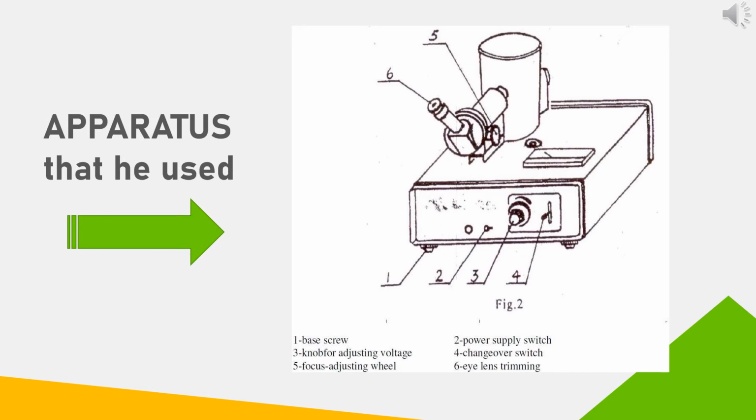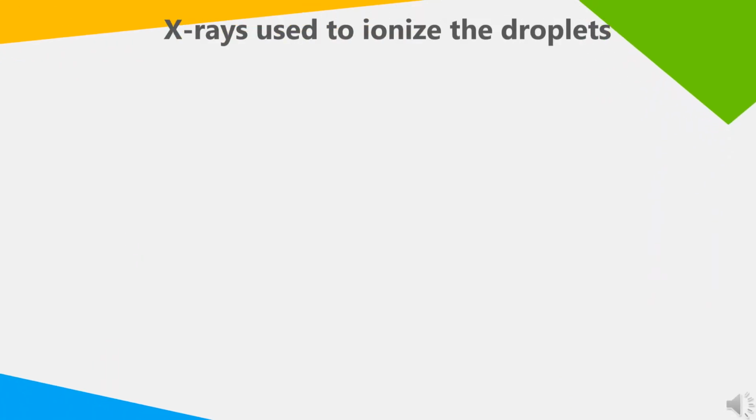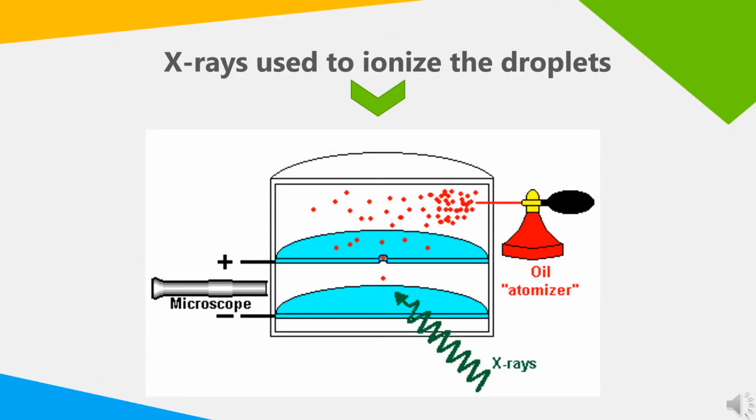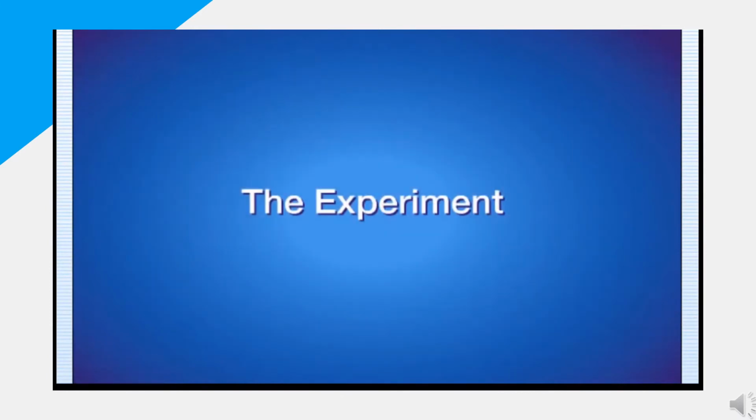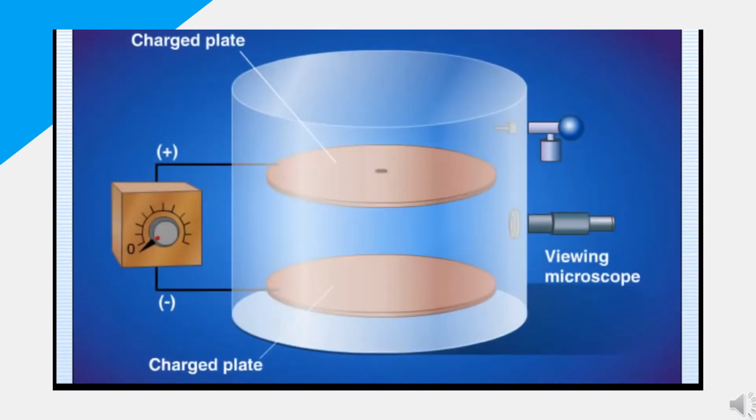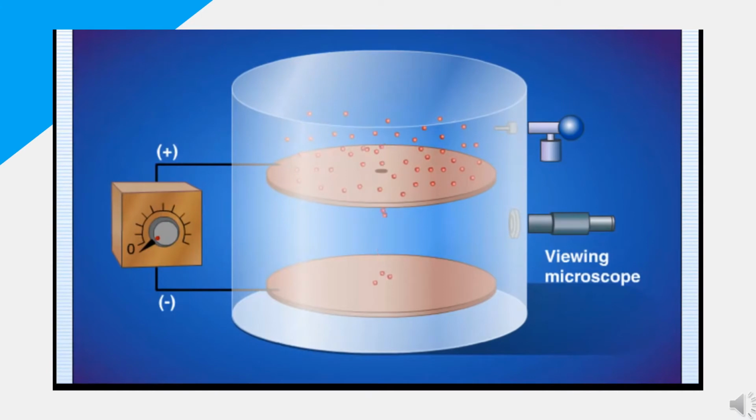This is a photograph of the apparatus that Millikan used. He used X-rays to ionize the oil droplets. Let us now look at the experiment that Millikan performed. As you can see, oil droplets are sprayed in the upper chamber using an atomizer. Some oil droplets fell through the hole in the upper floor. He then ionized the droplets using X-rays. They now carry a negative charge.